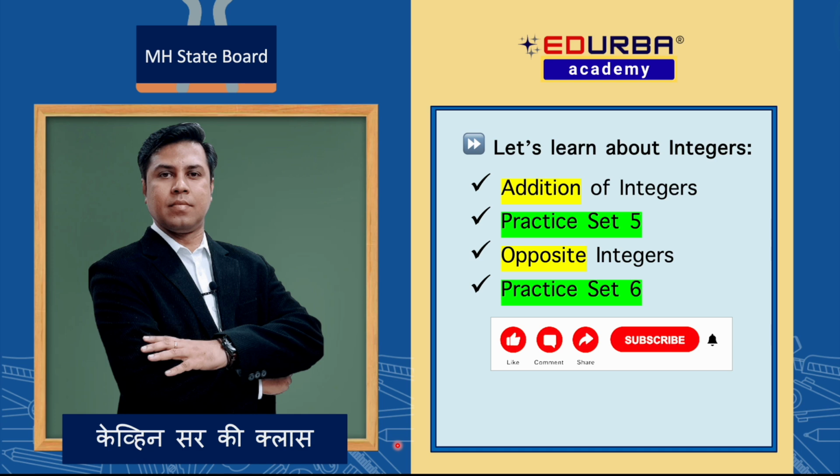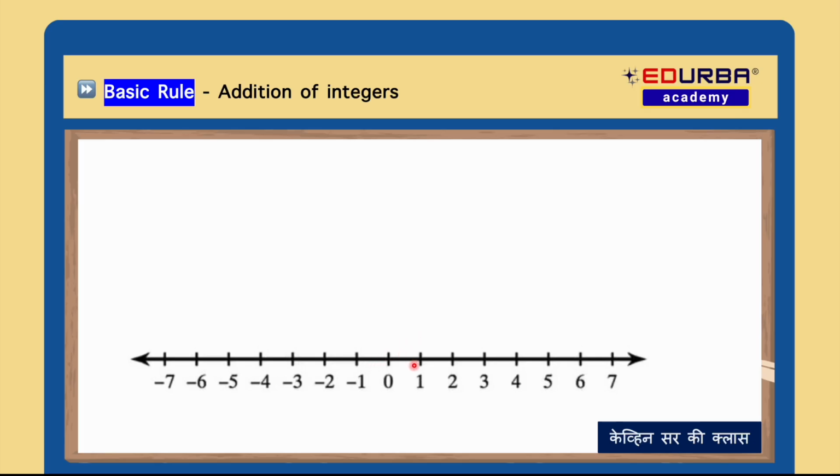I'm Kevin sir, your tutor, and in lecture number 2 of integers, we are going to study addition of integers and opposite integers. And we are also going to solve practice set number 5 and 6 in your textbook. So let's begin. Now, do you see this number line on your screen?